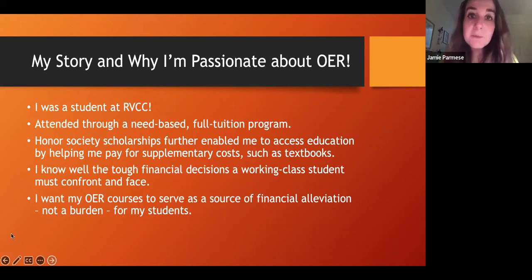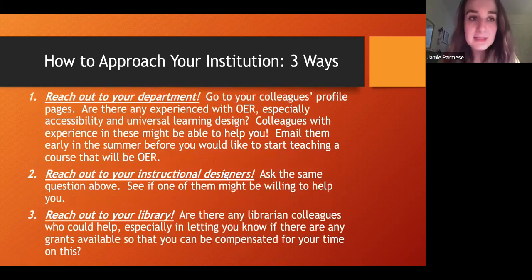How to approach your institution? Three ways. First, reach out to your department. Go to your colleagues' profile pages. Are there any experienced with OER, especially accessibility and universal learning design? Colleagues with experience in these might be able to help you. Email them early in the summer before you would like to start teaching a course that will be OER.